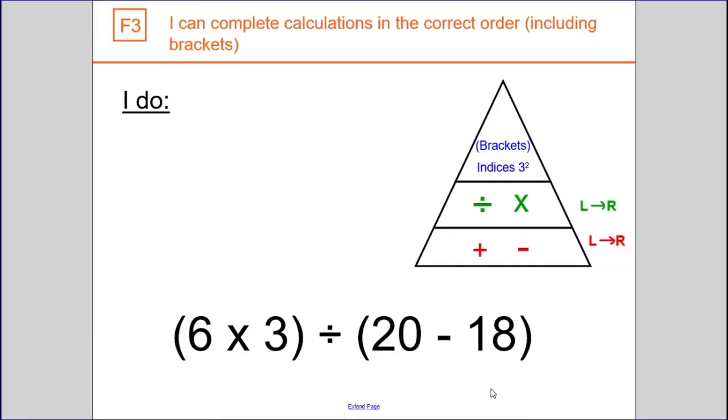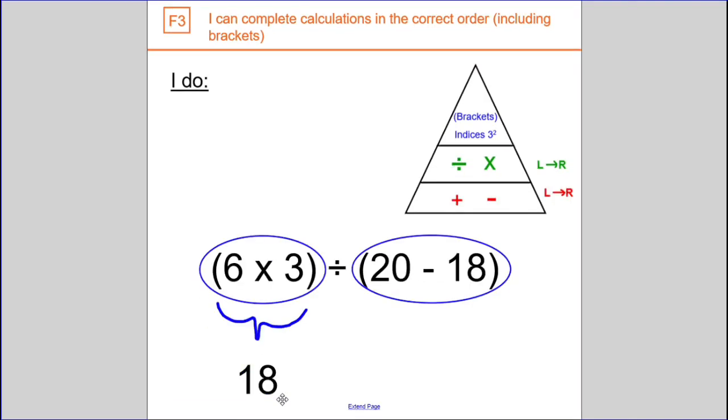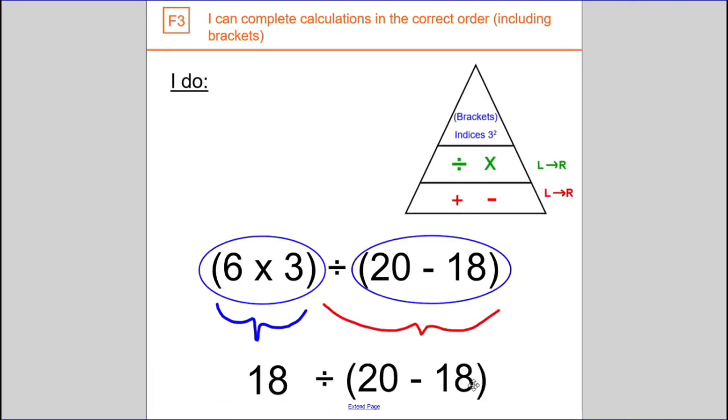This time here we've got 2 brackets. 6 times 3 in a bracket divided by 20, subtract 18 in a bracket. Now with our brackets here, we can see they're on the same level, so we must work from left to right. If they're on the same level, left to right. 6 times 3, we're going to circle that first. Once we do that, we need to replace it with 18. Then we need to bring the rest of it down. Don't forget to put the 20 subtract 18 in a bracket.